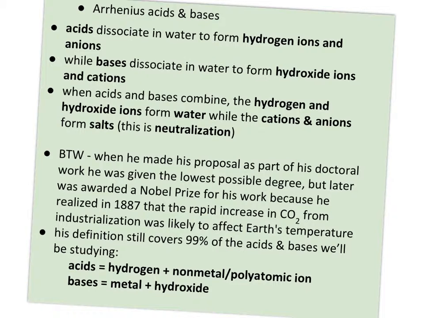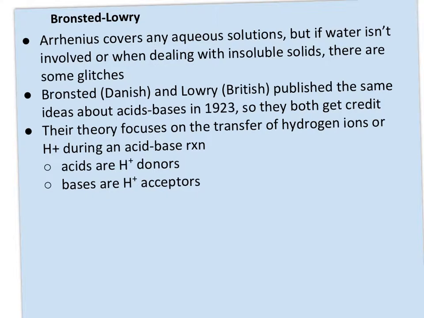So again, to sum up, an acid is a hydrogen plus a nonmetal or polyatomic ion, and a base is a metal plus a hydroxide. So you can easily look at a formula and know if you have an acid or base. The hydrogen will be at the front end, usually, and the hydroxide will typically be at the back end.